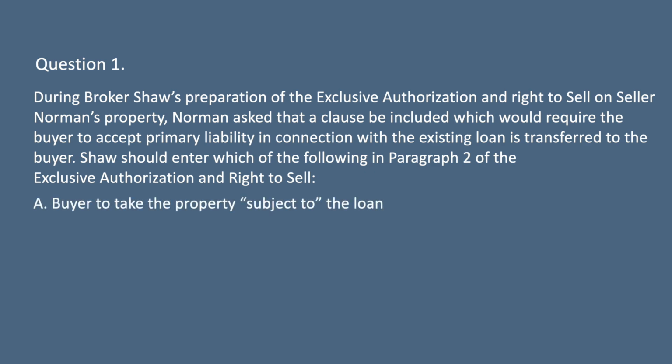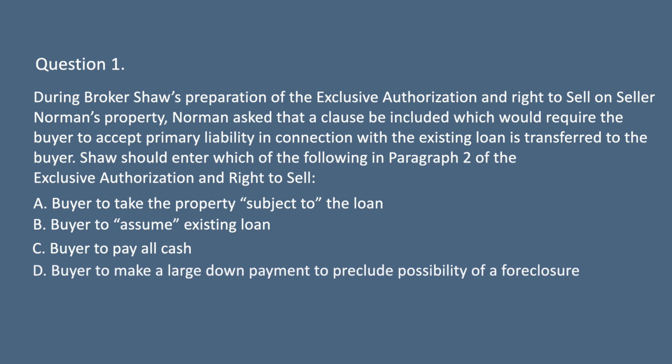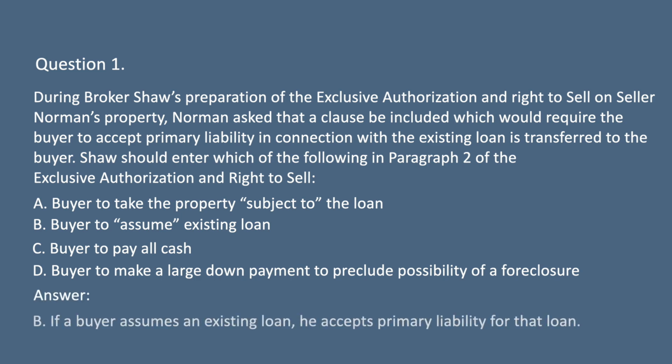A. Buyer to take the property subject to the loan. B. Buyer to assume existing loan. C. Buyer to pay all cash. D. Buyer to make a large down payment to preclude possibility of a foreclosure. Answer: B. If a buyer assumes an existing loan, he accepts primary liability for that loan.